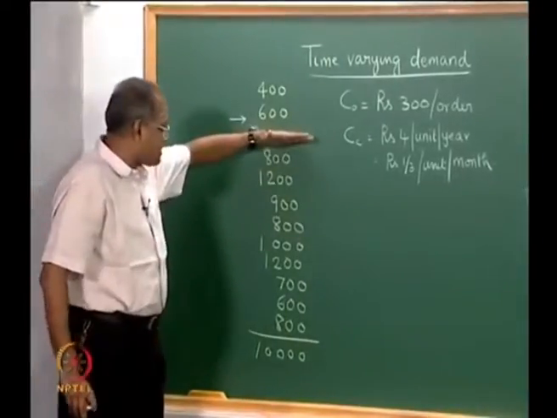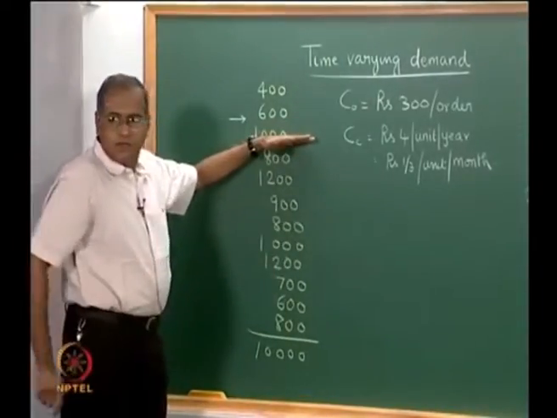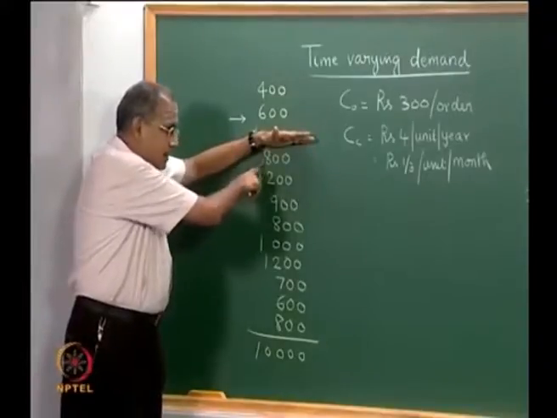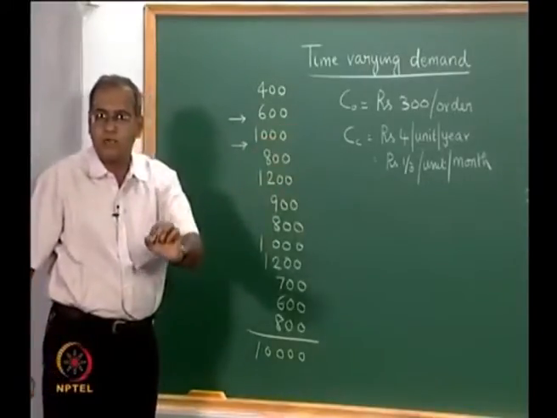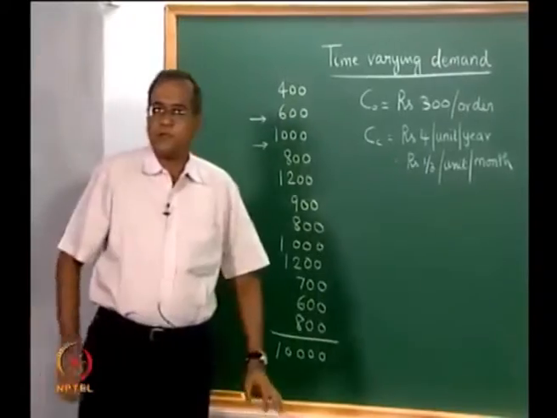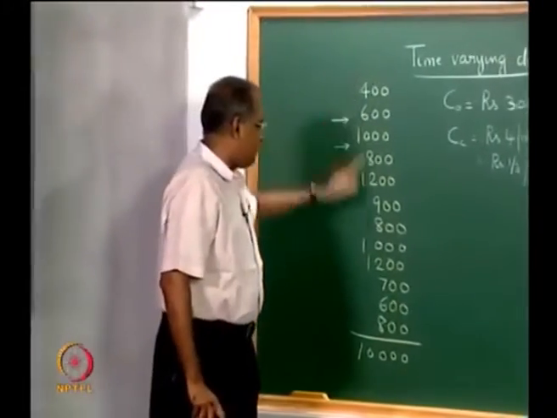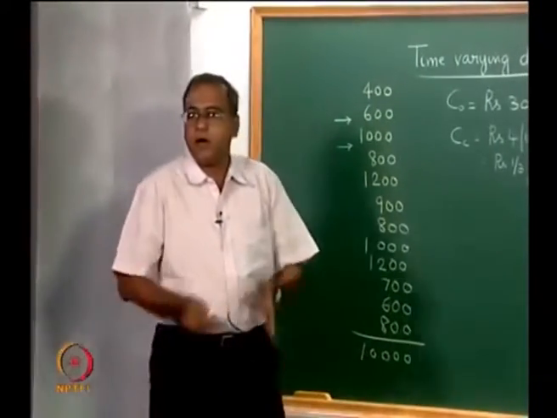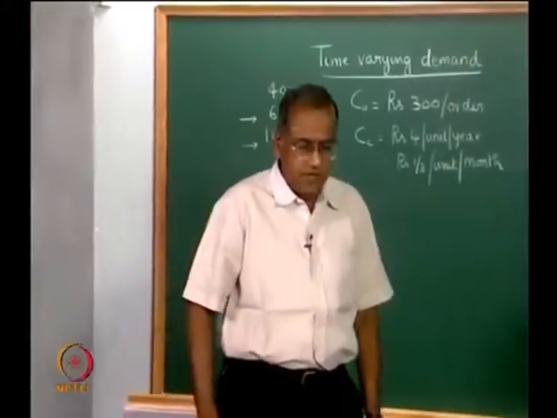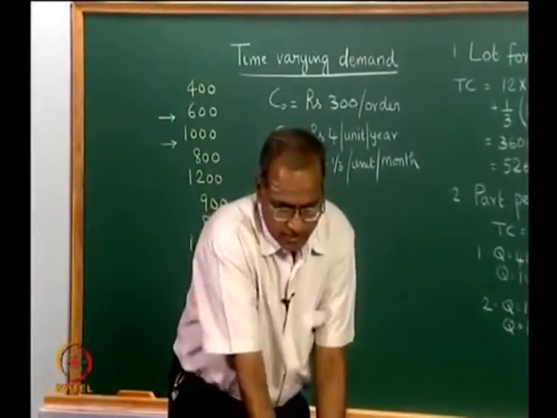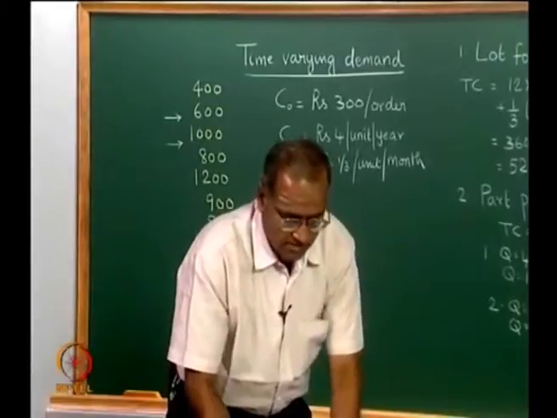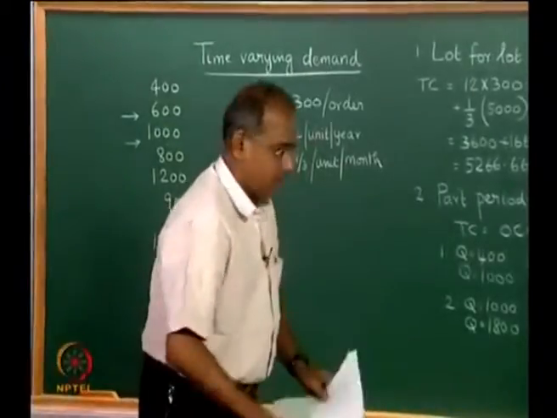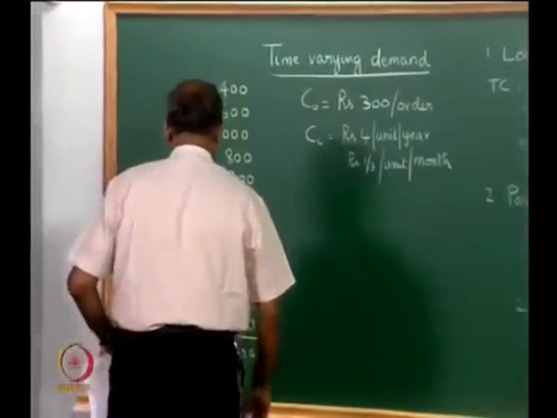And now your problem starts from here, where you will first start looking at 800 and then you will look at Q equal to 2000 and so on. Like that we can proceed till we finish orders for all the 12 periods, and if we do so, we would get a solution which is like this.